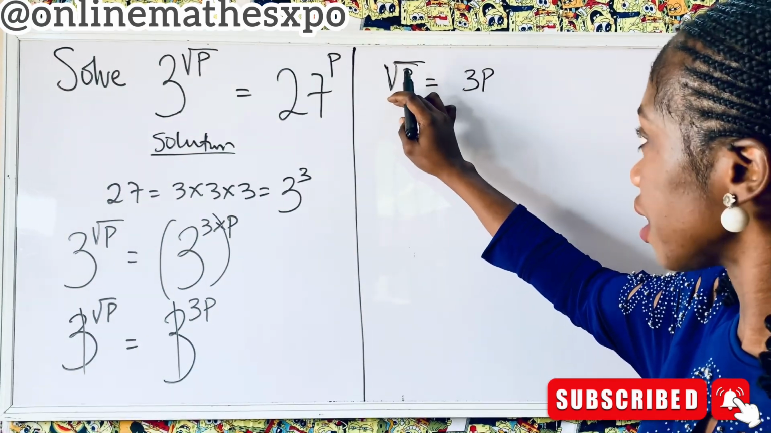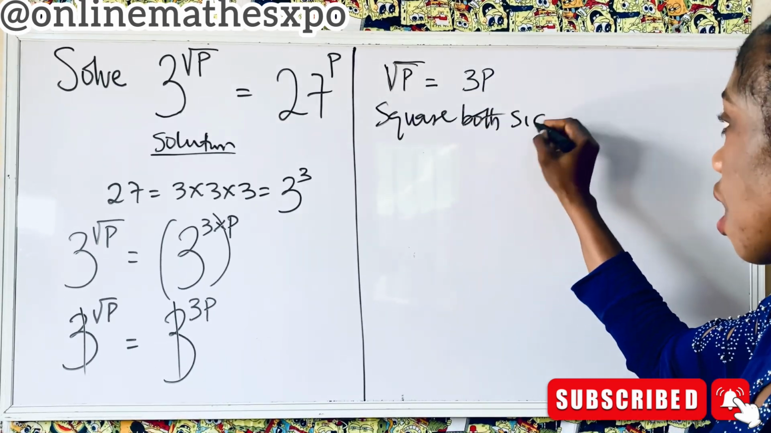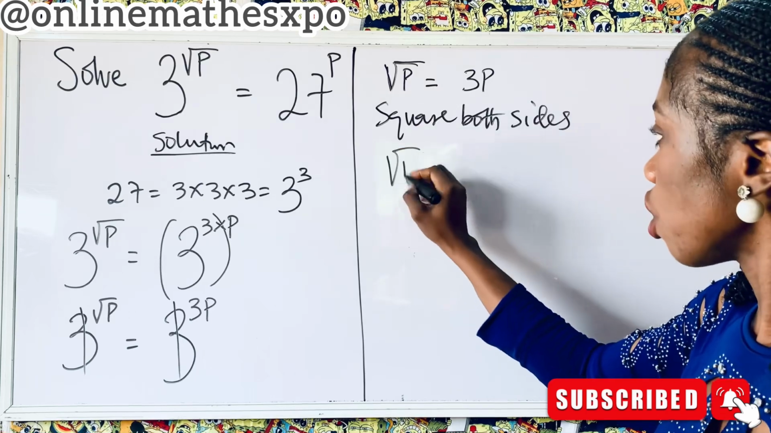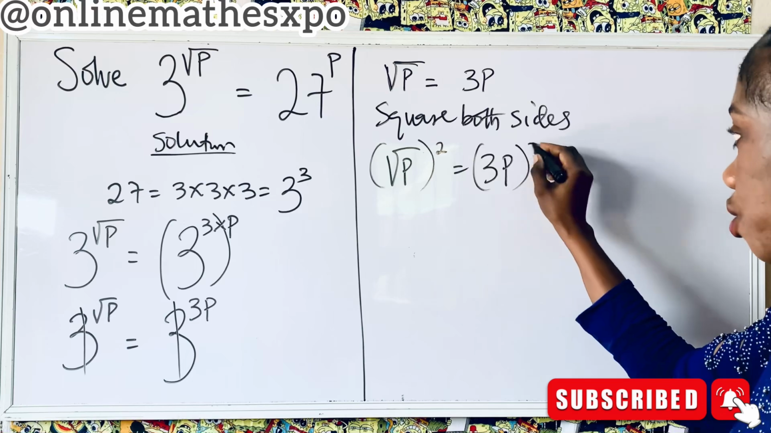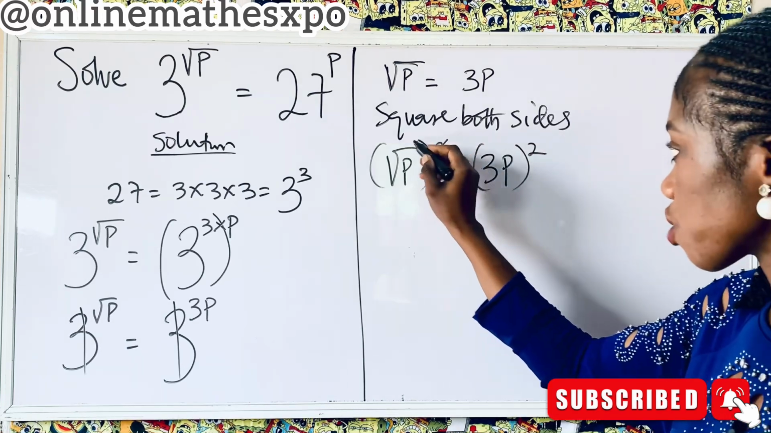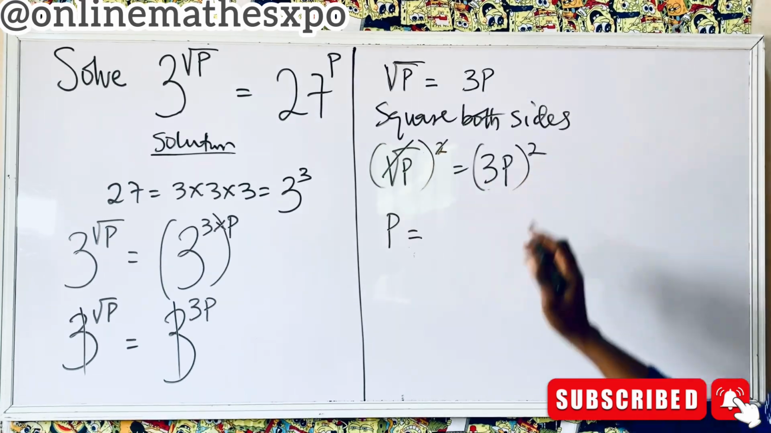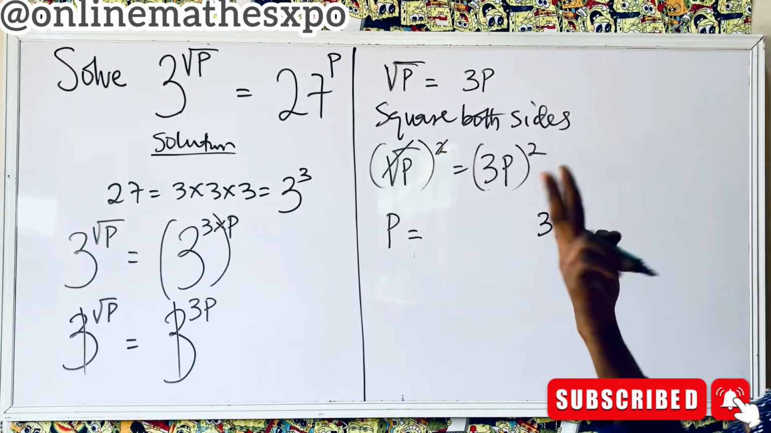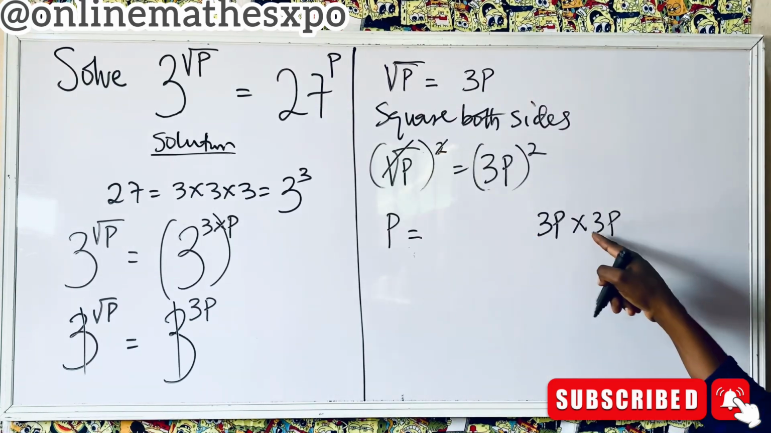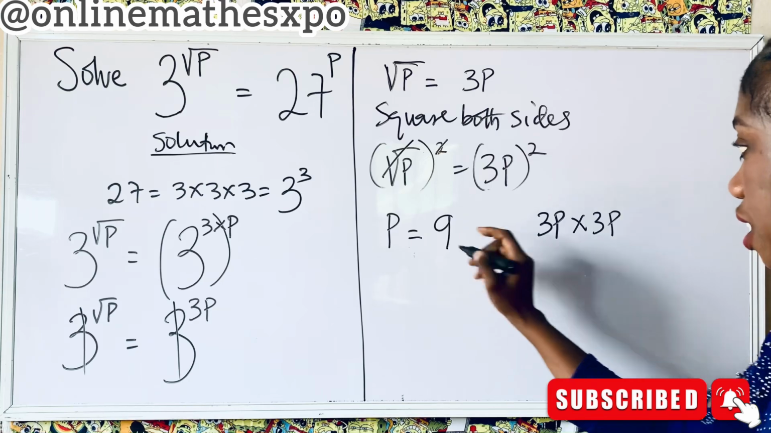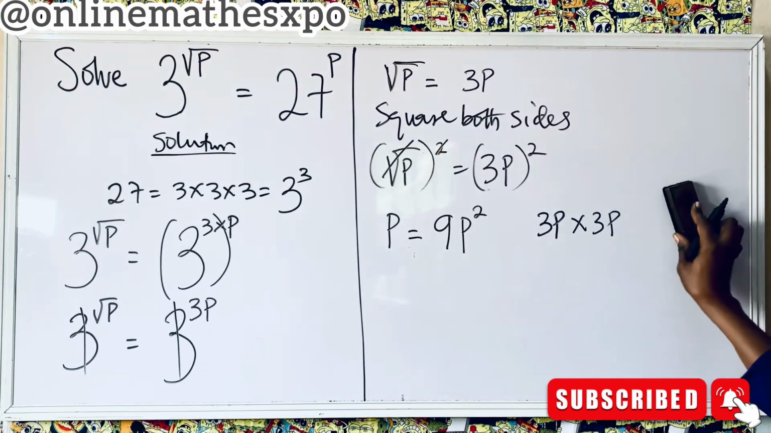To do that, we can now square both sides. I hope this is clear. Let's square both sides. And in that case, we are going to have square root of p raised to power 2 is 3p raised to power 2. This, we cancel this, and you'll be left with p. 3p to the power of 2 means 3p is multiplied 2 times. And 3 multiplies 3 will give us 9. p multiplies p will give us p squared. I hope this is clear.